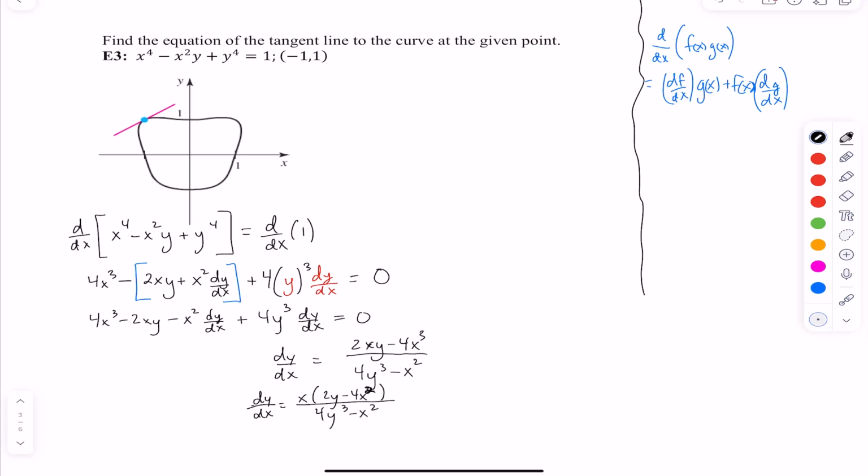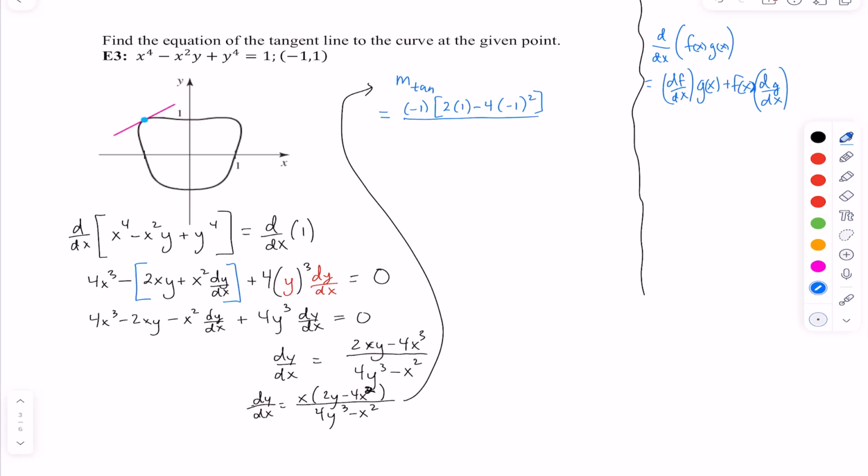All right, we're ready to find the slope of the tangent line. So let's change procedures here. Let's evaluate the slope of the tangent line at the point of tangency. So x is -1. Put this over 4 times 1 to the third power minus -1 quantity squared.